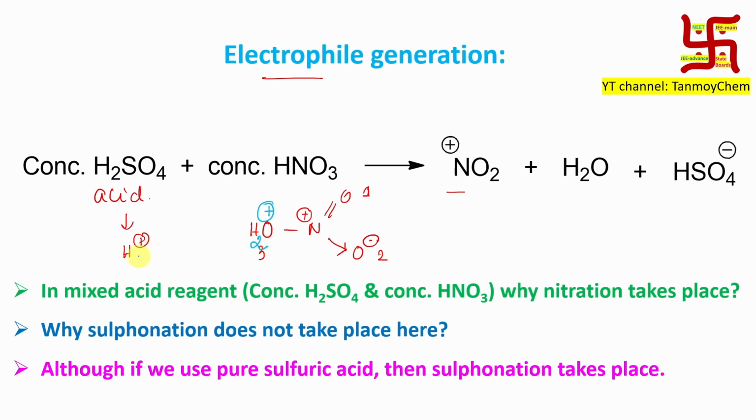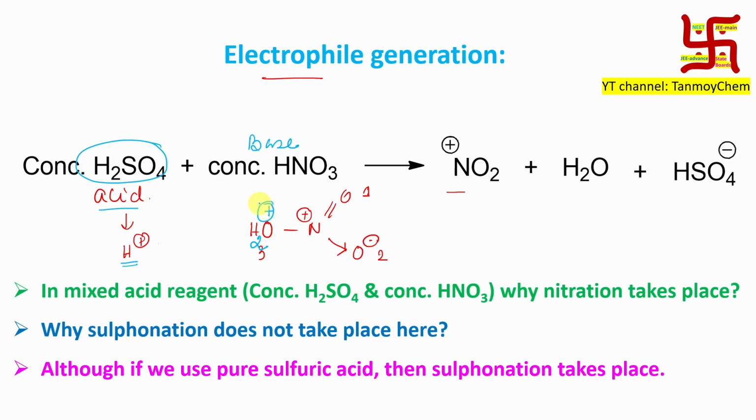So after protonation, means this oxygen abstracts this proton. Why? You say, sir, nitric acid is a strong acid. It should give proton. Why is it accepting proton? Because concentrated sulfuric acid is even stronger than nitric acid. That is the reason. So in that case, this sulfuric acid will act as acid and this concentrated nitric acid will act as base. Means it will abstract the proton and it will result in this OH2.